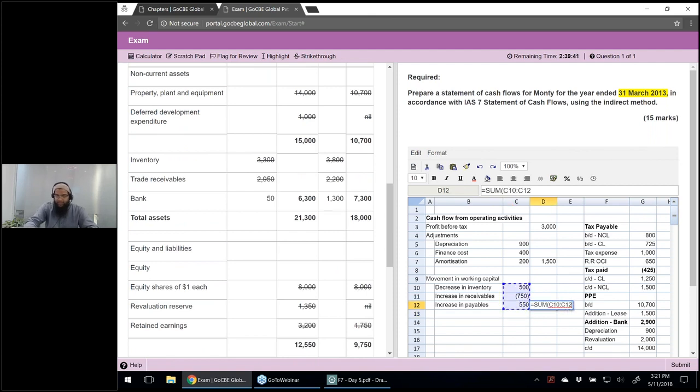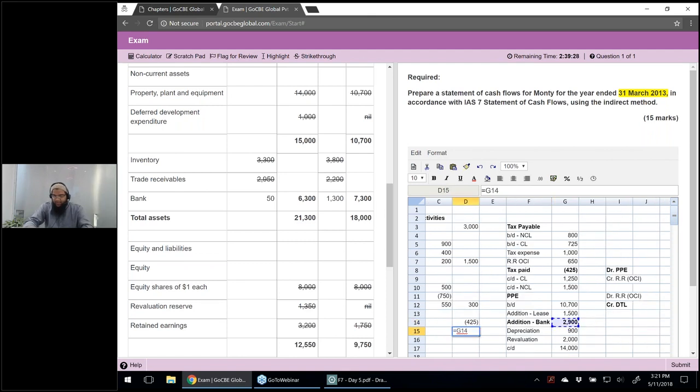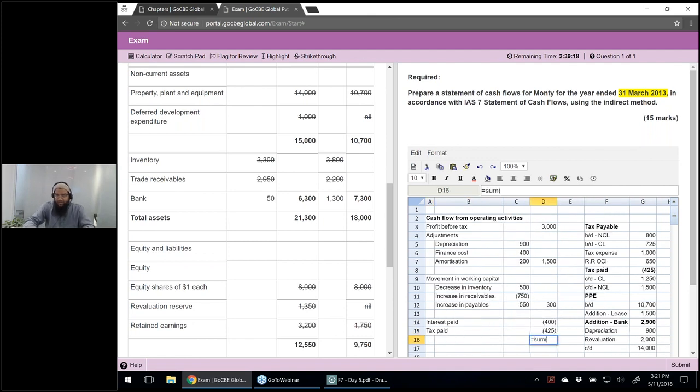So let's calculate the sum of these values. It is 300, and then we are going to have interest paid and tax paid. Sorry, interest paid was actually 400, and the tax paid was 425. So let's calculate the sum of all of these. This will become the total cash flow from operating activities.